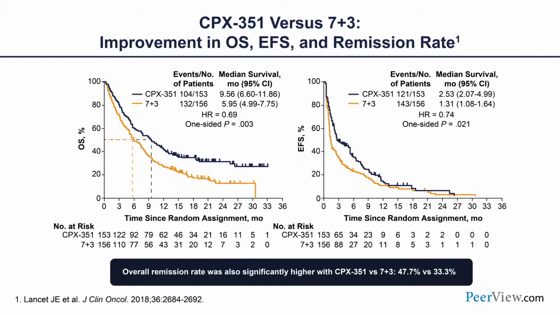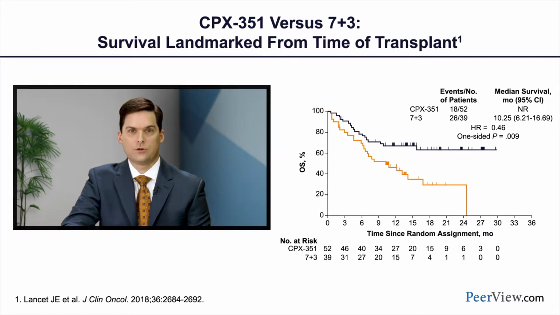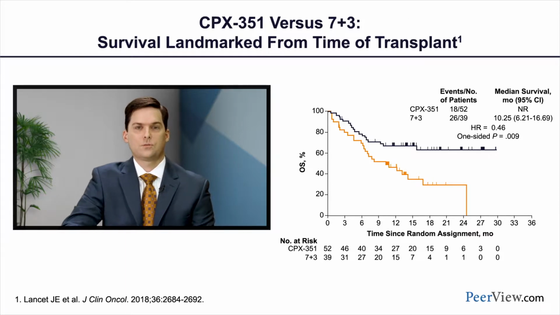In this study, the overall remission rate was also significantly higher with CPX-351 versus 7+3, at 47.7% versus 33.3% respectively. In general, improved outcomes were also observed across age groups and among AML subtypes. The use of CPX-351 also allowed more patients, regardless of age group, to receive subsequent stem cell transplantation. In other words, more patients treated with CPX-351 induction were able to proceed to a potentially curative transplant. This is relevant because, as we can see here, the median survival since transplant of patients who received CPX-351 was not reached, compared with approximately 10 months for the 7+3 arm.